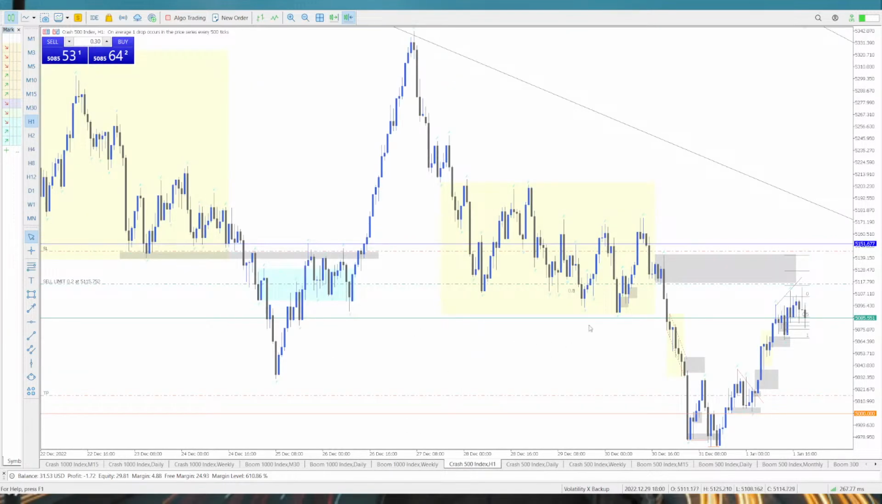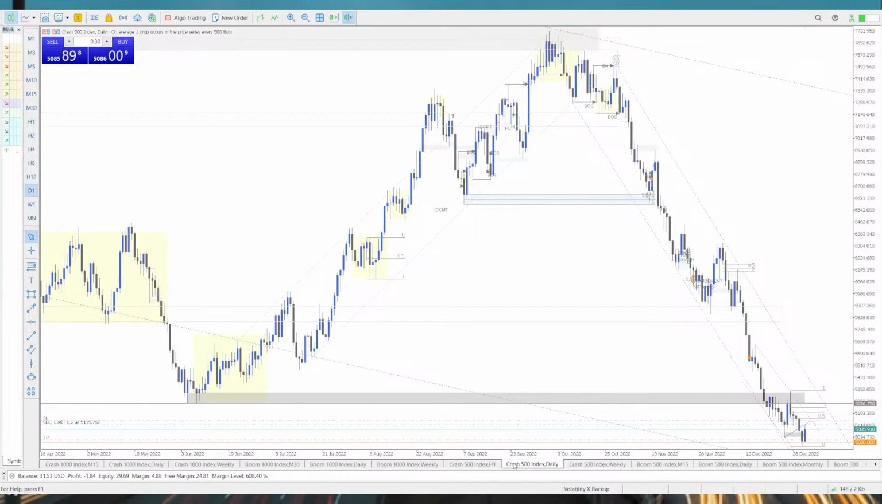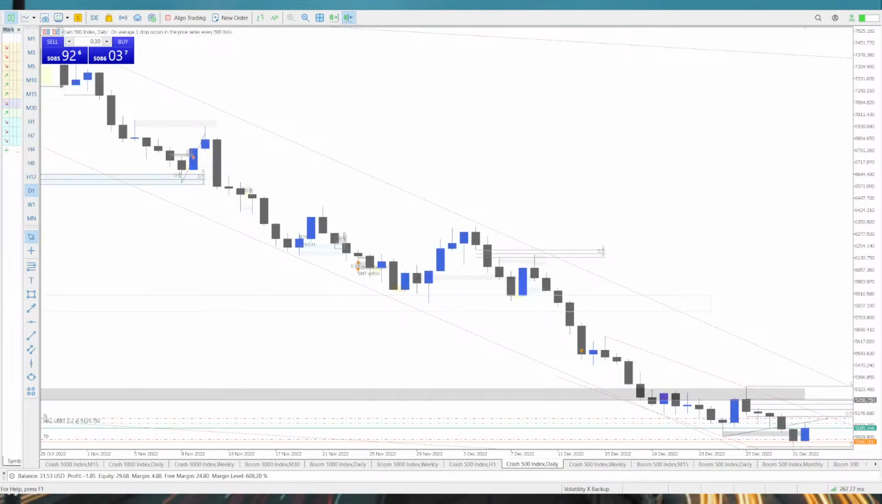Crash 500. I bought this one yesterday, from the very bottom here. I also entered another position. I entered two positions here, closed one here, entered another position here, closed it here, and closed the final one here, because price has not really got into, because I'm looking at on the higher time frame, the daily, this is what is happening. So there's a break and a retest here.